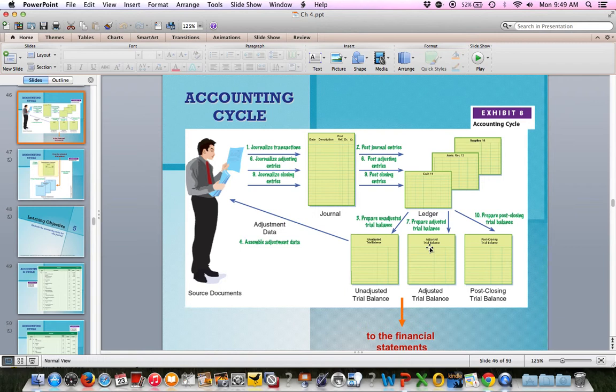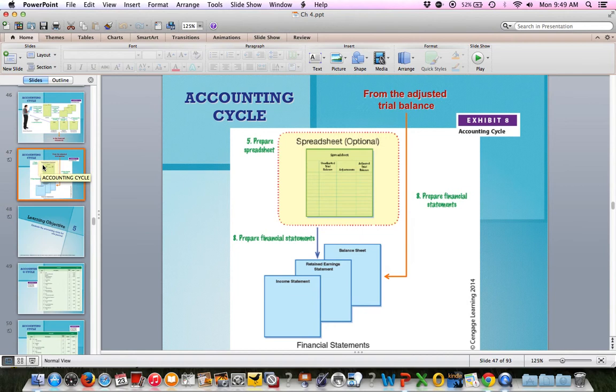And the adjusted trial balance is the source for me to prepare financial statements. Okay, and so let's see, there's also two number 9s: journalize closing entries, post closing entries, and prepare the post-closing trial balance. So a couple numbers were quite a little bit wrong there, but that should give you a feel for how that all works together.